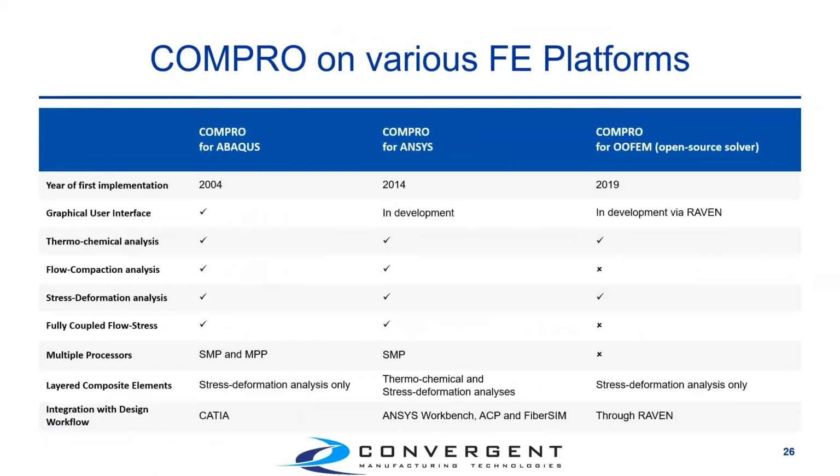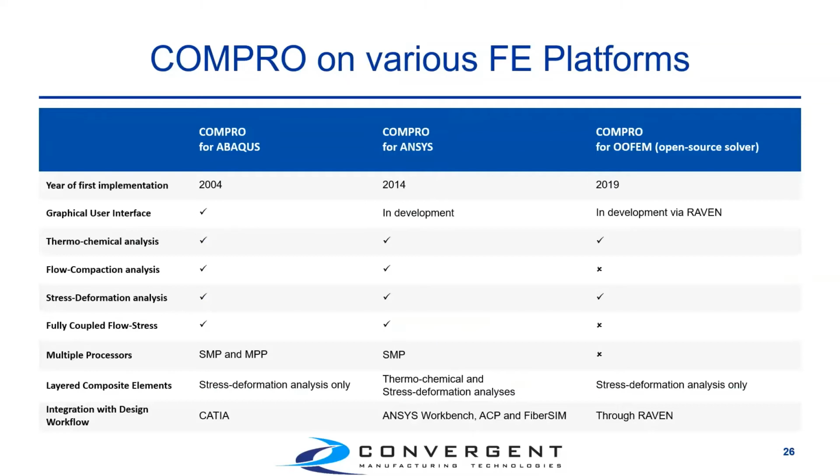Now, in terms of the platforms that COMPRO can work on, we have COMPRO for ABAQUS that's been around for almost 15 years now. We have a graphical user interface for it, and it supports all the types of analysis that we do. And in terms of multiprocessors, it supports both SMP and MPP. That means that you can use multiprocessors on your own computer on the workstation, or you can use hundreds of clustered nodes to run very large problems. So it scales very well for large problems.